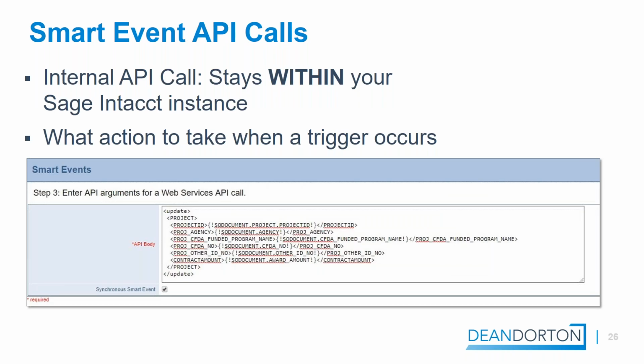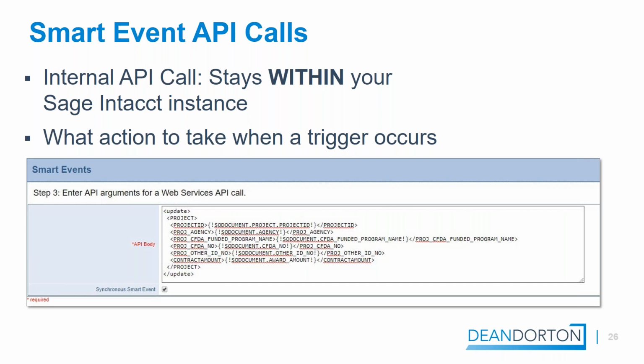Step 3 is the important part. This is the beef of the smart event. So in this case, this example is a smart event API call. It's an internal API call, so it stays within your Sage Intacct instance. We're not going to some other system and pulling data. We're pulling data from one place in Sage Intacct to another.